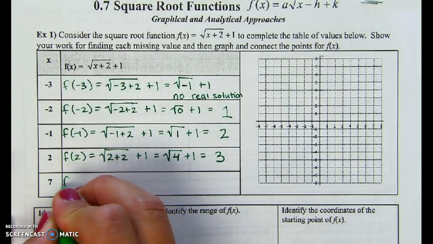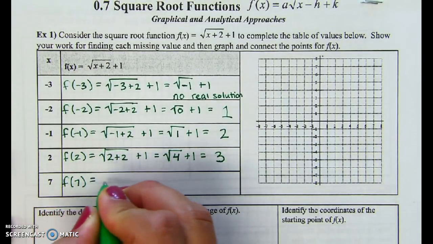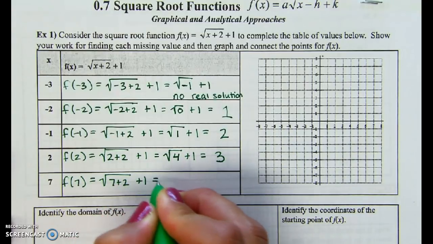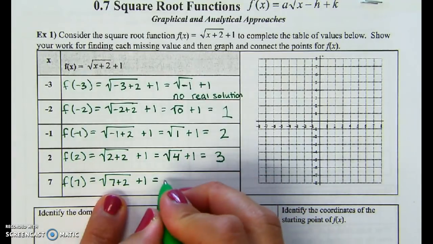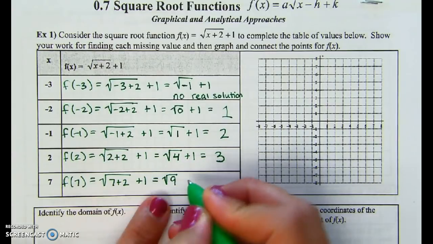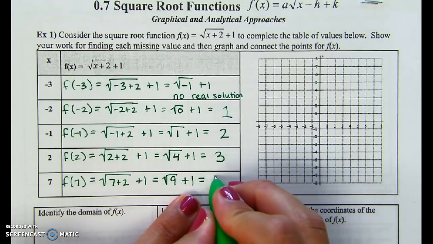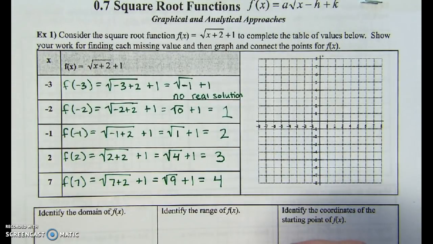Can we plug it in the calculator and find a decimal if we wanted to? Yeah, of course we could. 7 plus 2. All right, what do we have here? What is 7 plus 2? 9. Do we know the square root of 9? Yes, the square root of 9 is 3. 3 plus 1 is 4. Here we go. We're going to graph these.